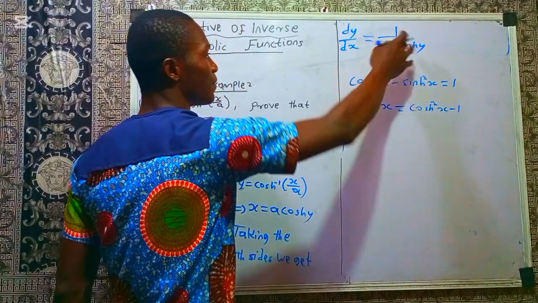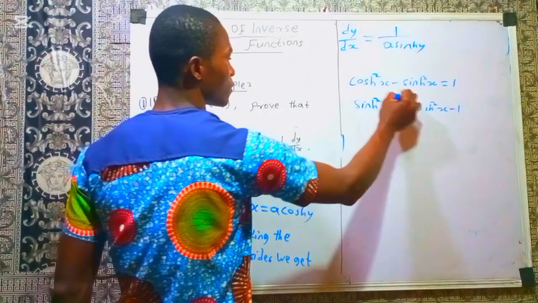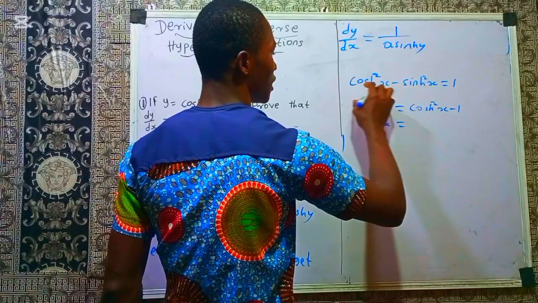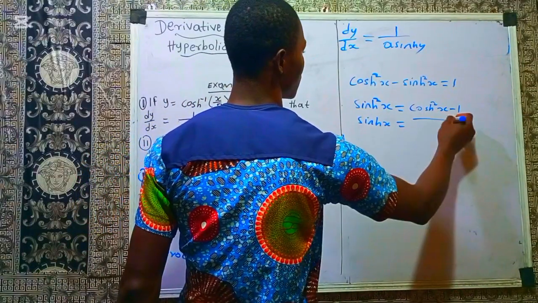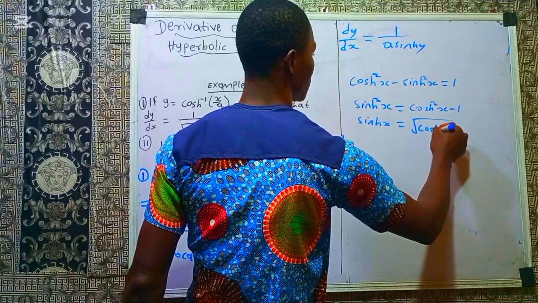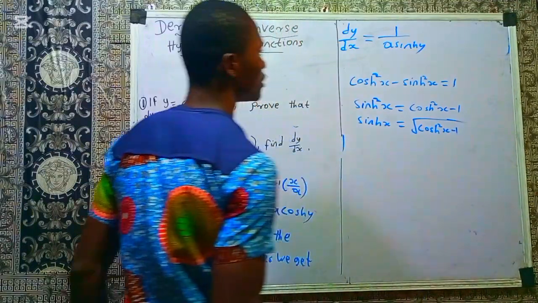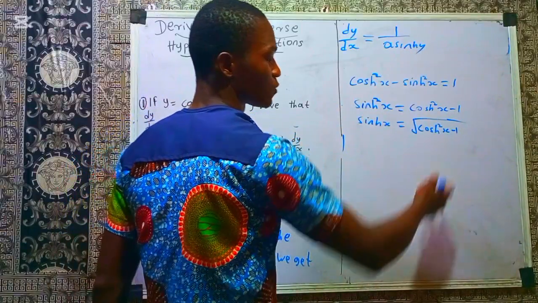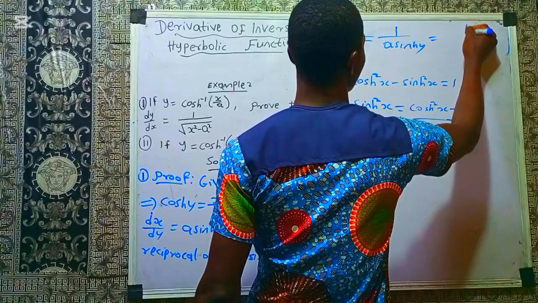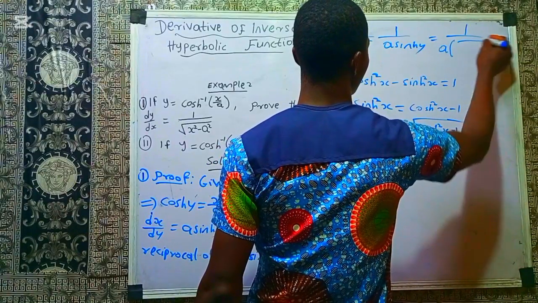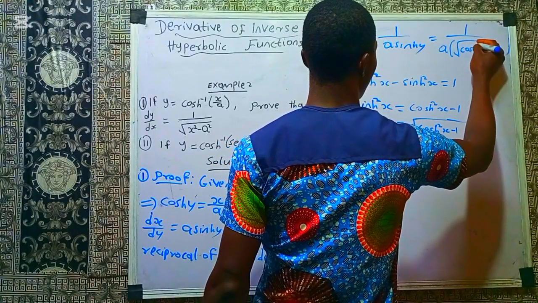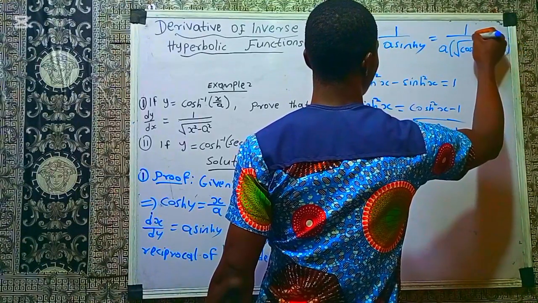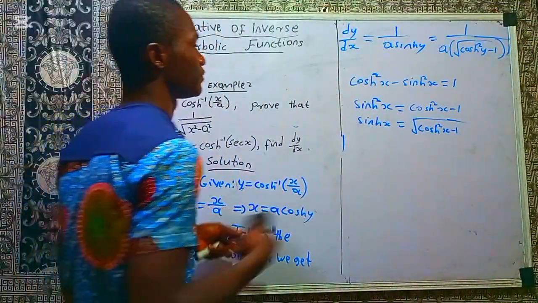We need hyperbolic sine, not hyperbolic sine squared. So we take the square root, so that the square root will cancel the square. So you now have hyperbolic sine of x equals, as you are taking the square root here, you take the square root of both sides, hyperbolic cosine squared x minus 1. So in this place I can replace this hyperbolic sine y with the square root of hyperbolic cosine squared y minus 1. So here will be 1 over a into the square root of hyperbolic cosine squared y minus 1. So that's what we now have there.